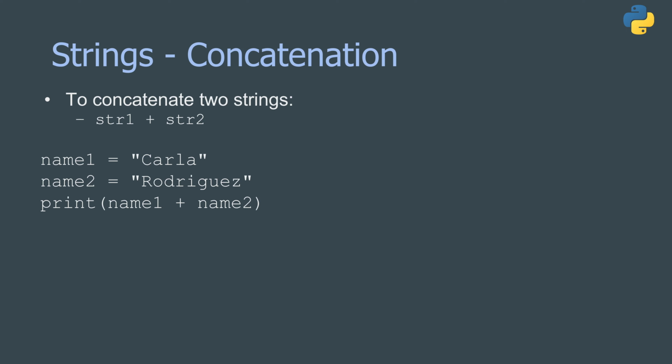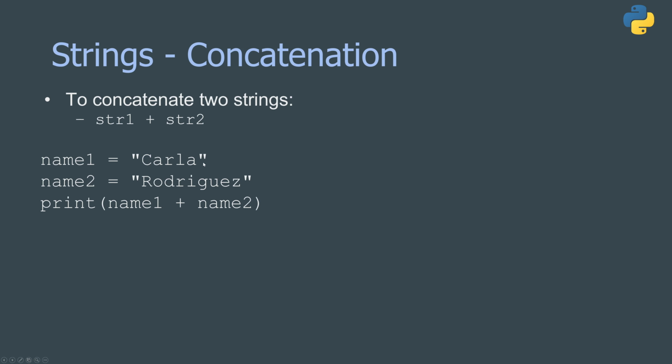So here I've got a string name1 that has Carla. I've got another string name2 that has Rodriguez. And then when I add them together, here I'm printing the result, but that doesn't really matter. Here I take name1 plus name2. It's going to concatenate them both together. And the result of this expression here is going to be Carla Rodriguez.